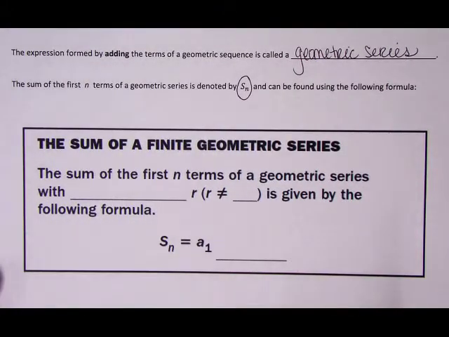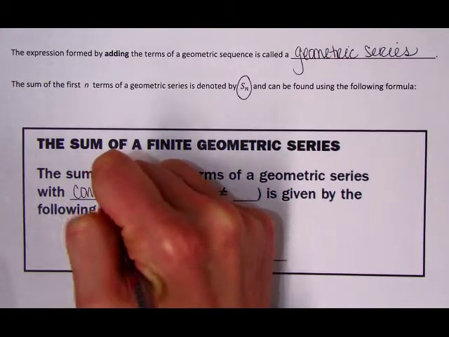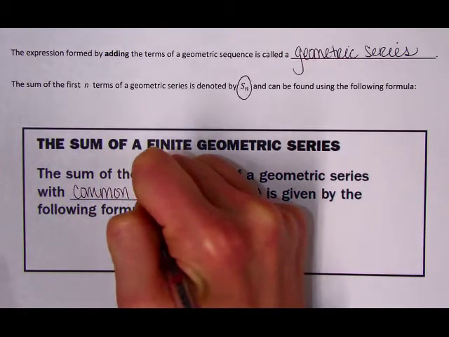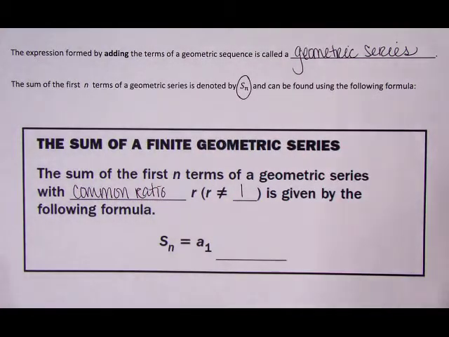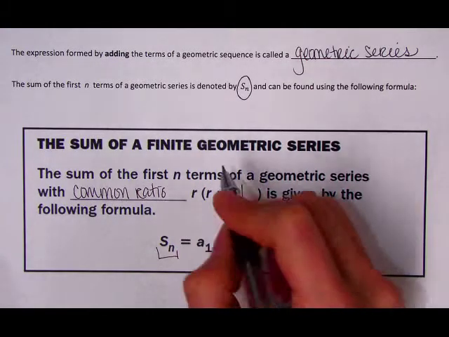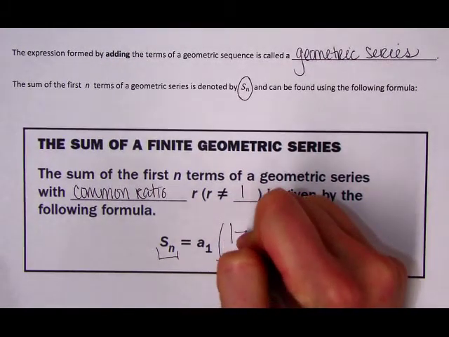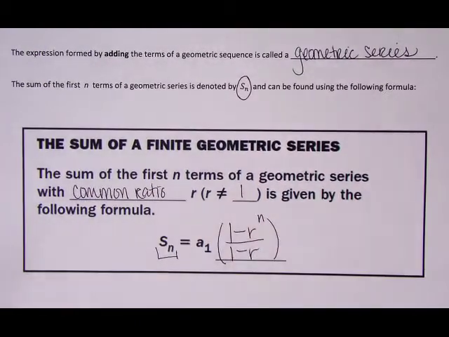So the sum of the first n terms of a geometric series with your common ratio r, when r is not equal to 1, is given by S sub n equal to your first term times 1 minus r to the n power over 1 minus r. R again is your common ratio, n is the number of terms that you're given in your series.